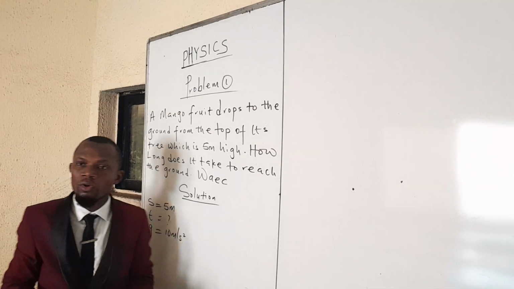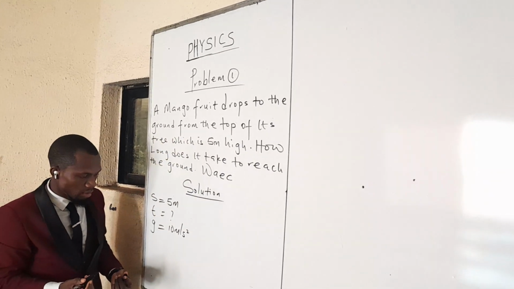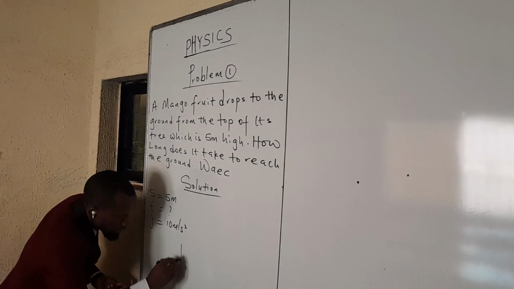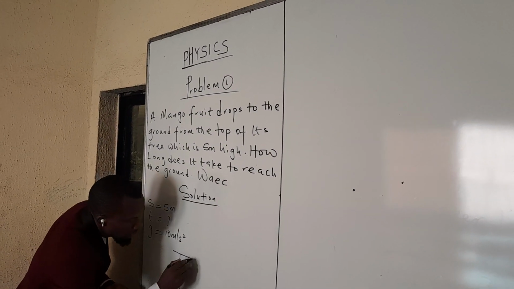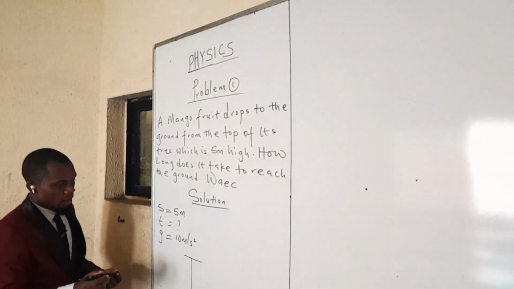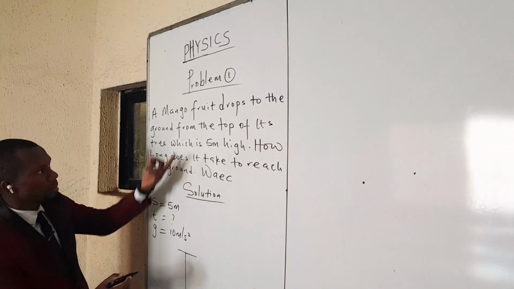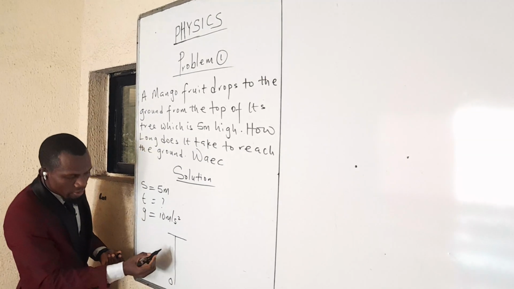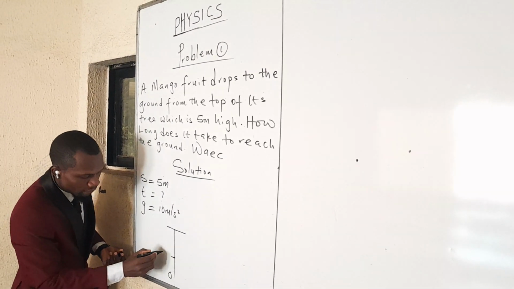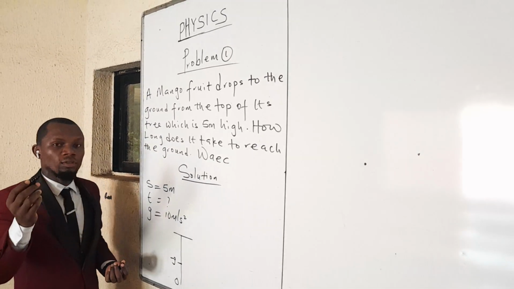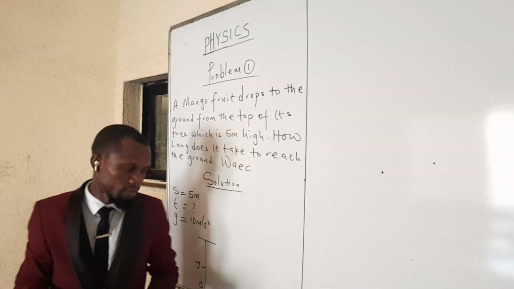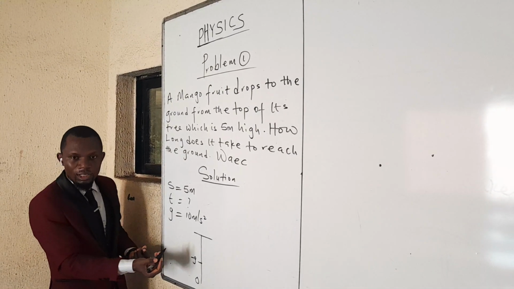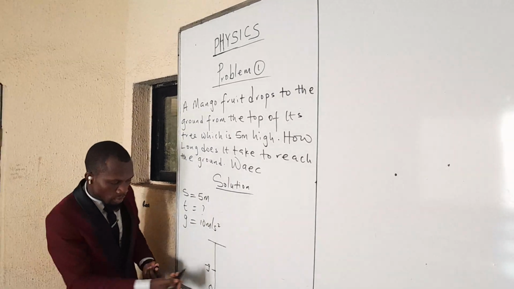So the first thing I'm going to do is use an illustration to prove what I want to do. Look at this now. Let's say this is the fruit. When the fruit is moving up, my acceleration due to gravity is minus g. This is what most students don't normally know. Once the fruit is moving up, it's moving in the opposite direction, so it will be negative.